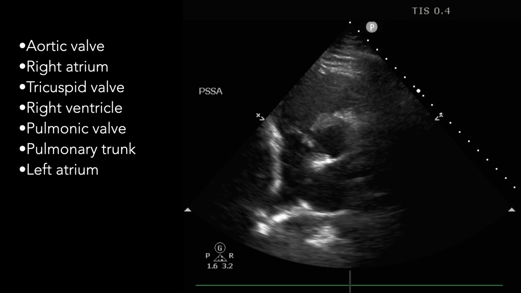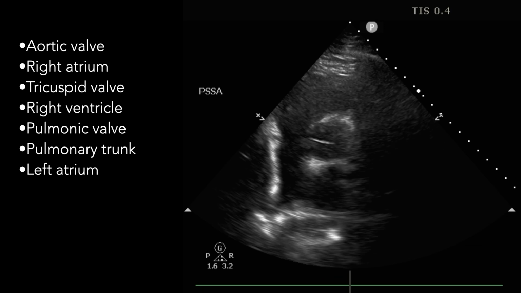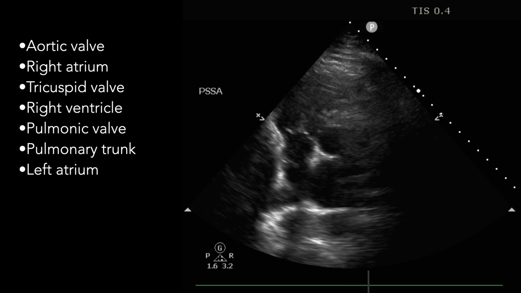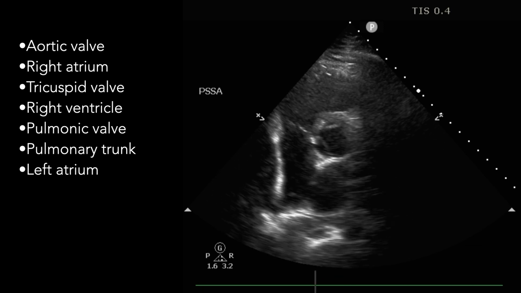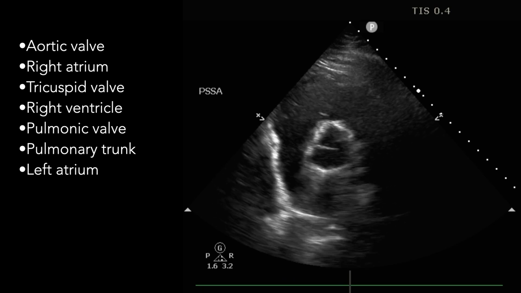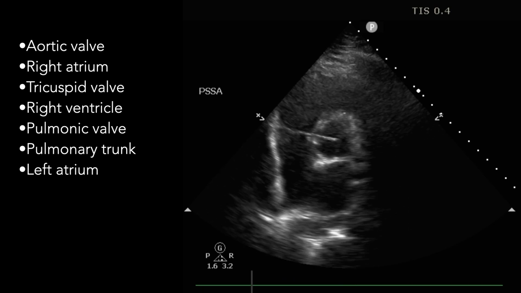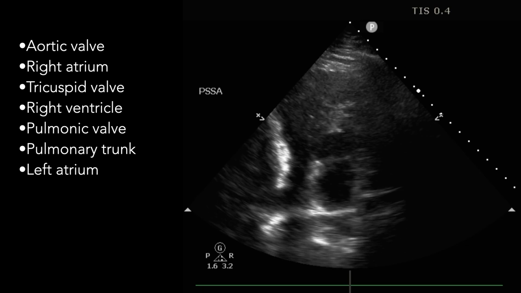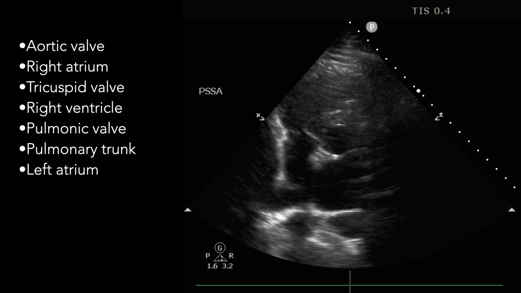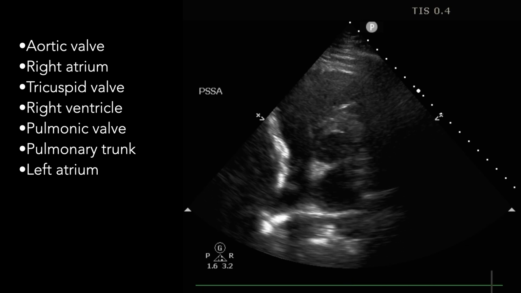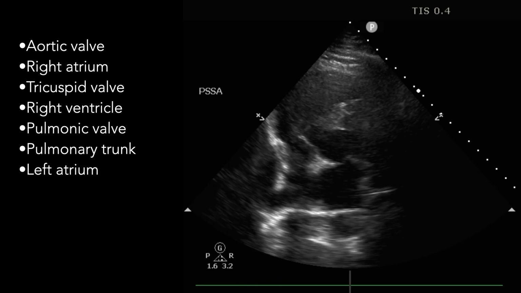And then if we go even further north, angling up a little more towards the base, we find the aortic valve in the center, right in the middle of that hub. And then you have the right ventricle, or the right side of the heart, that wraps around it. The chamber to the left is going to be the right atrium. You'll see the tricuspid valve, the flapping valve to the left there. And then the right ventricle is going to be on top.